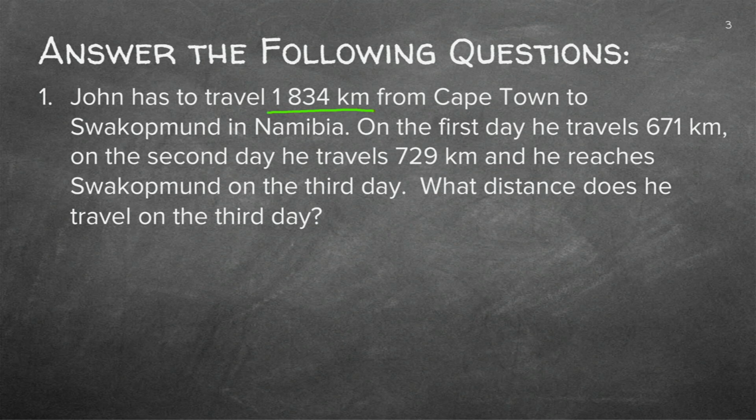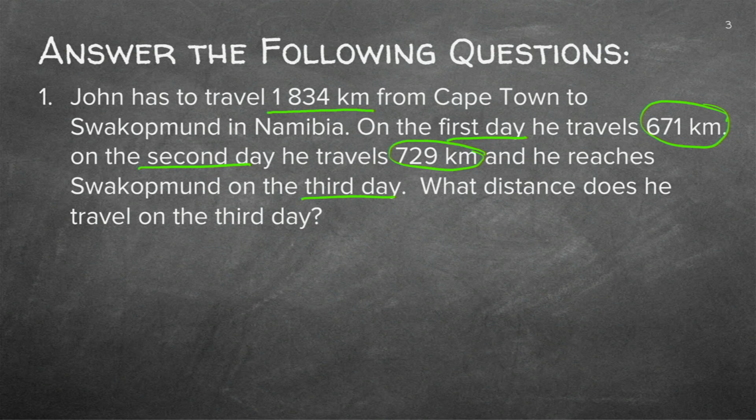John has to travel 1,834 kilometers from Cape Town to Swakopmund in Namibia. On the first day, he travels 671 kilometers. On the second day, he travels 729 kilometers and he reaches Swakopmund on the third day. What distance does he travel on the third day?